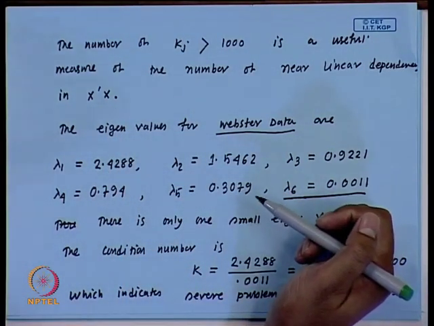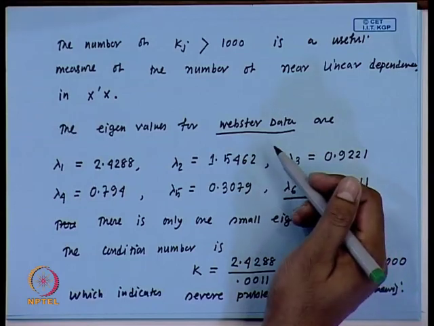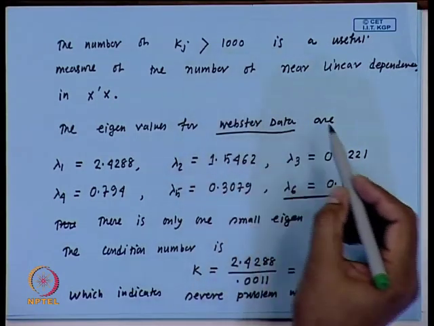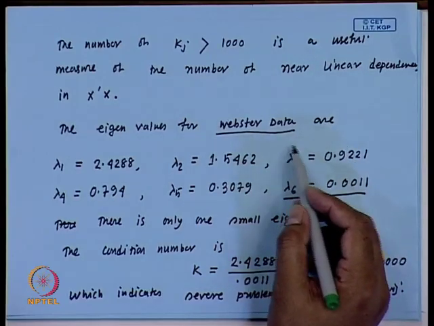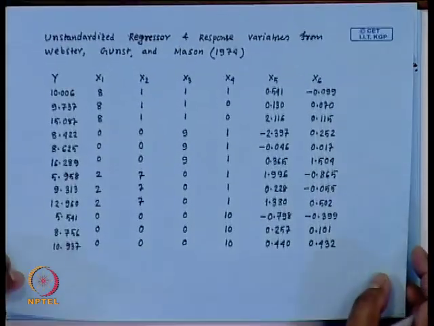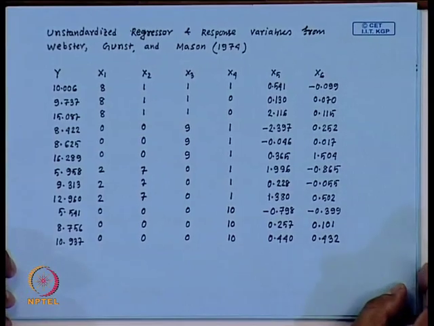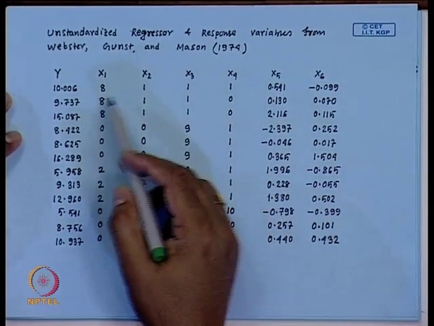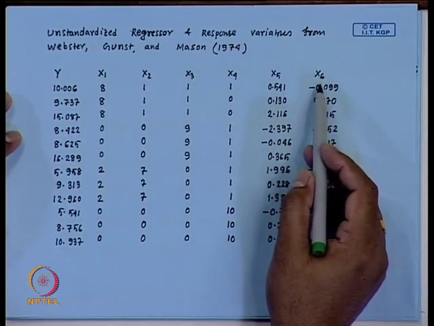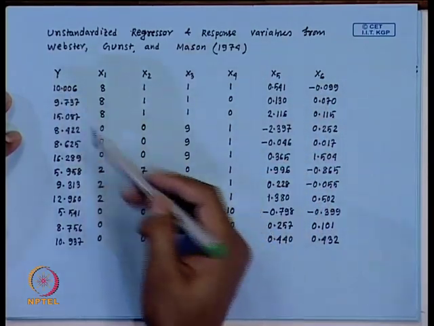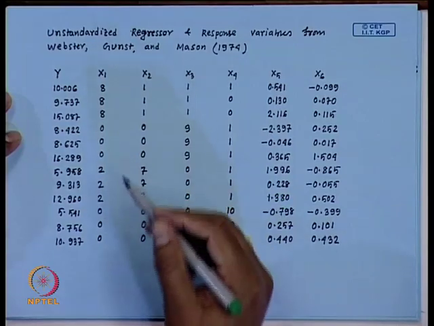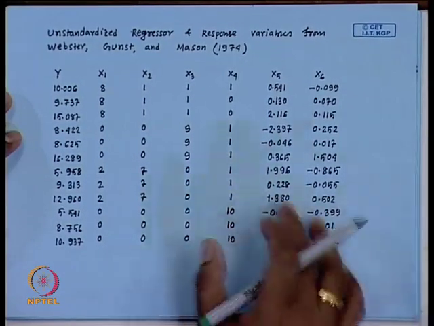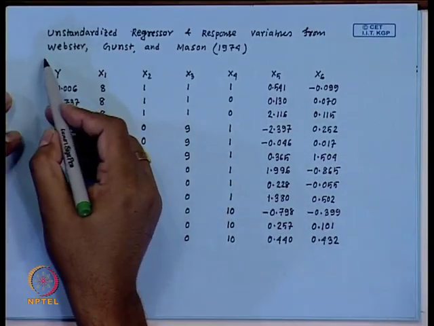Okay, and then I illustrated this result using the Webster data. This is the Webster data I talked about in the previous class. We have 6 regressors and the response variable, right? I refer to this data as Webster data.